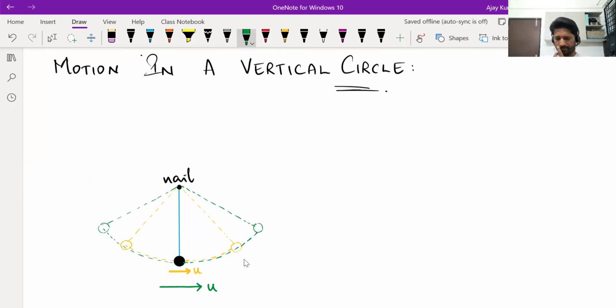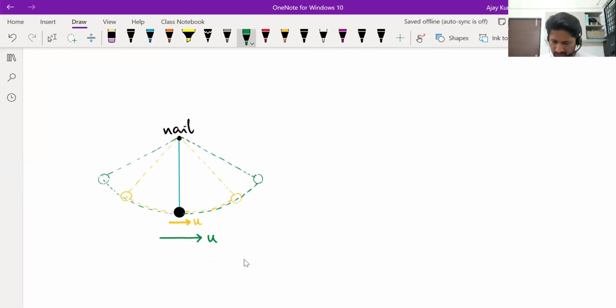Okay. You give it some more velocity, a little more. You can make it swing all the way to the horizontal position. You can make it go to this point, and it will stop there and come back along this arc.